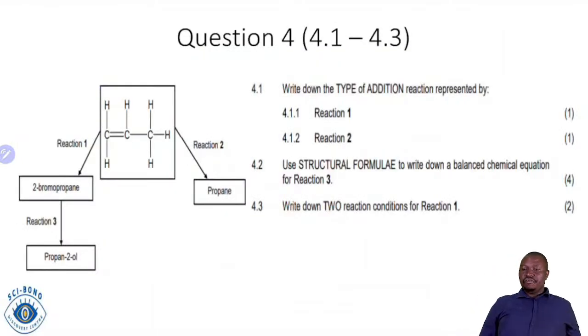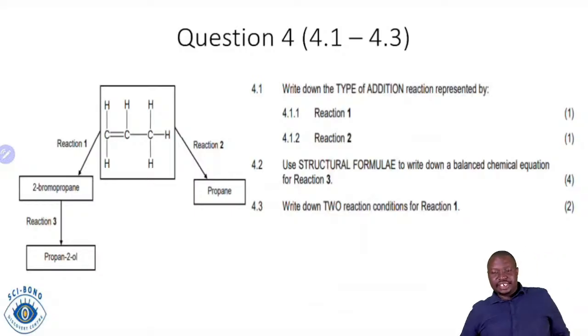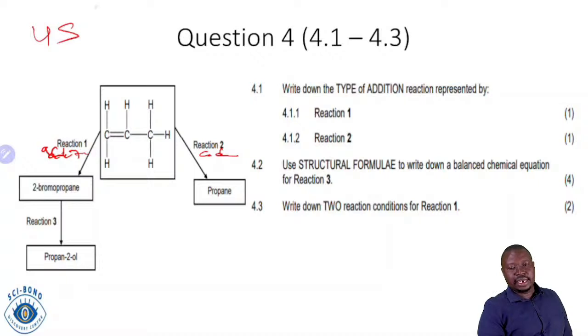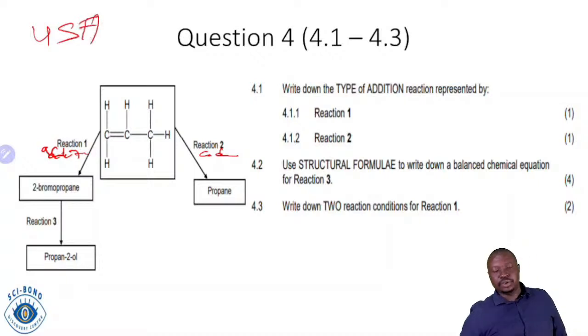Now look at question 4 for this paper that we have been busy doing. We're saying write down the type of addition reaction represented by reaction 1. As I indicated already, when you see a double bond, you see an addition reaction. Reaction 2 is addition because it's unsaturated forming saturated, because propane is saturated. The double bond is forming single bonds. We call that an addition reaction.